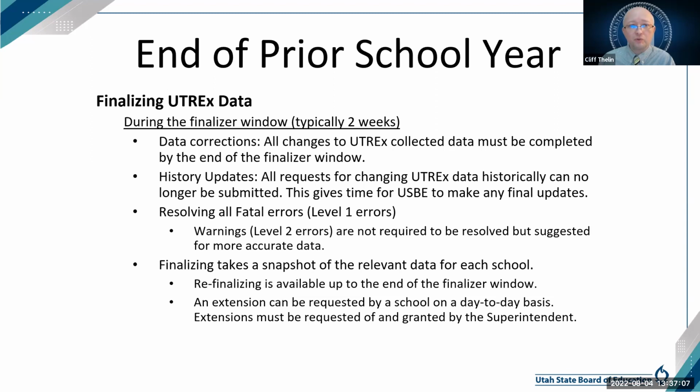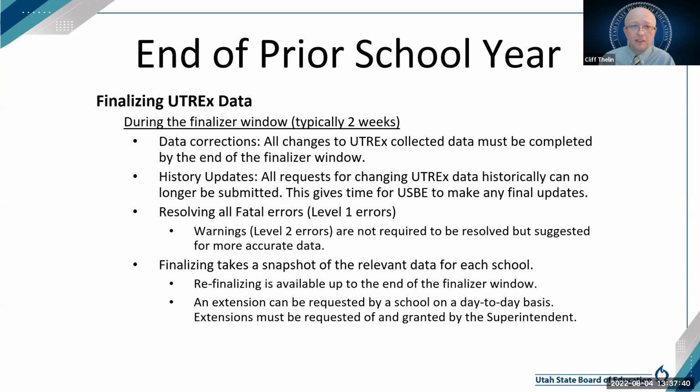During our finalizer window, which is typically 1 to 2 weeks, the data corrections all need to be made. So UTREx needs to have all of the changes that you would like to have done for the full year made for it by the end of that finalizer window. If there's any historic updates that need to be made, there's also a cutoff date for that, after which the historic updates will no longer be able to be requested and fulfilled.